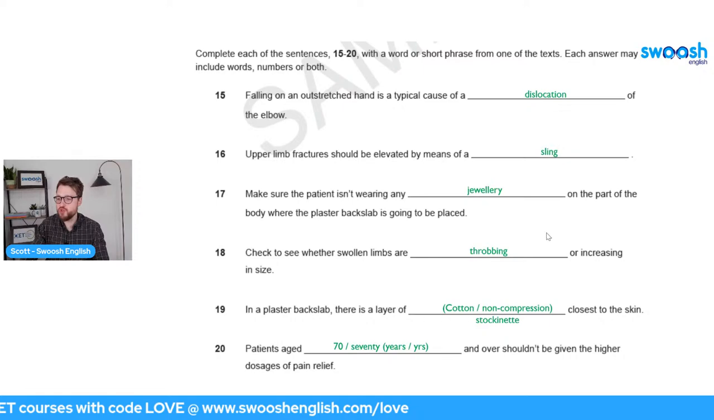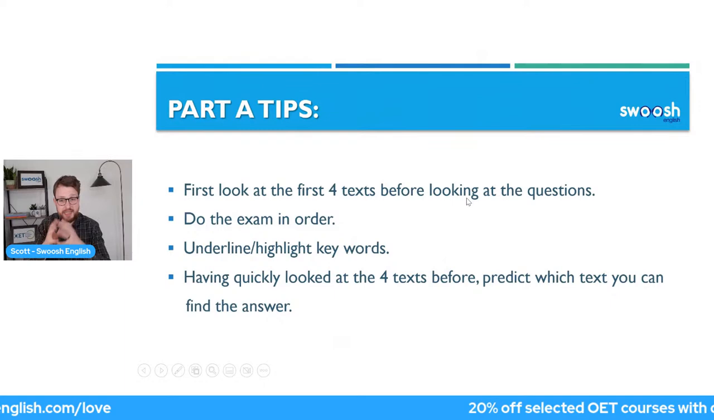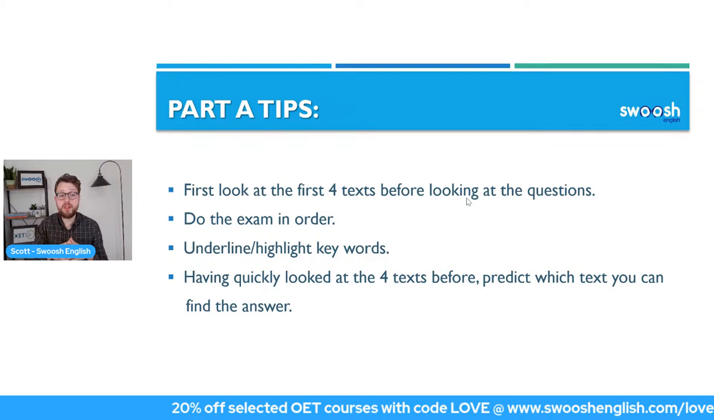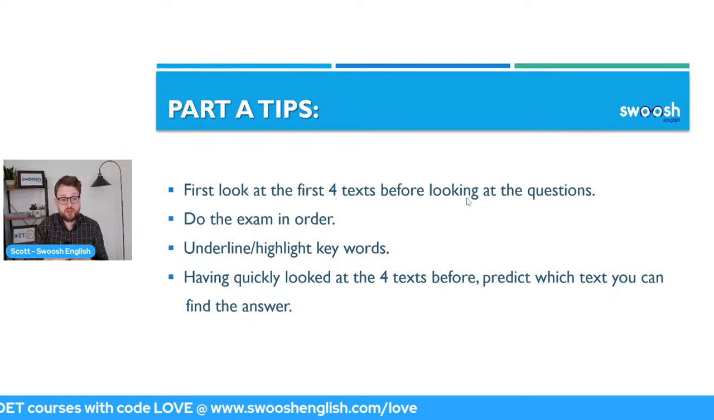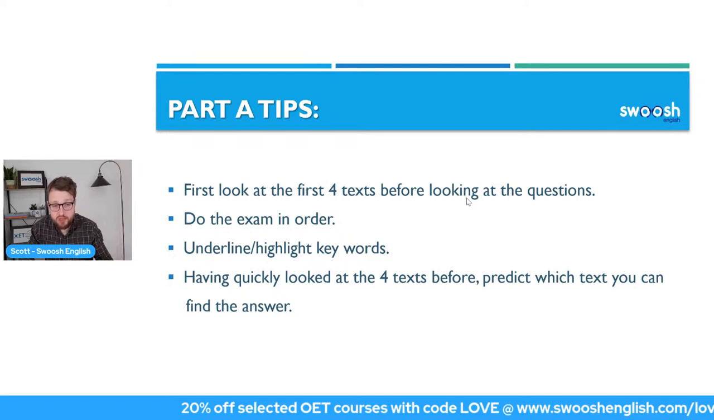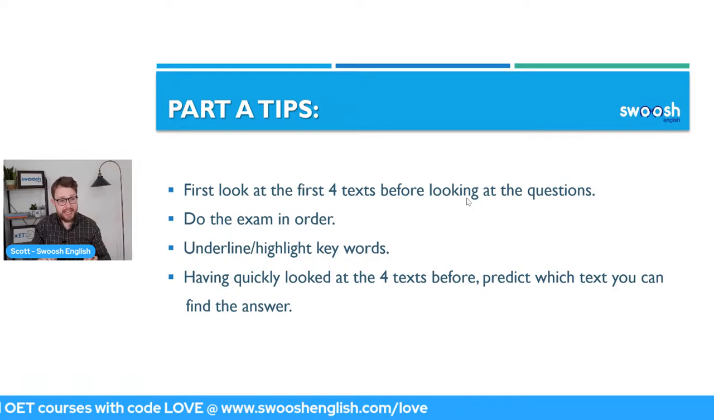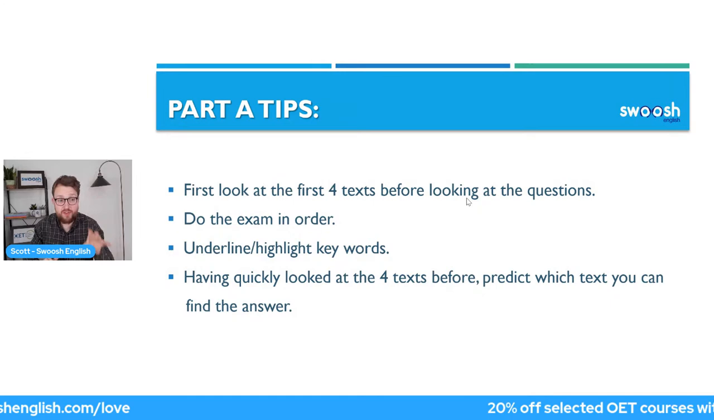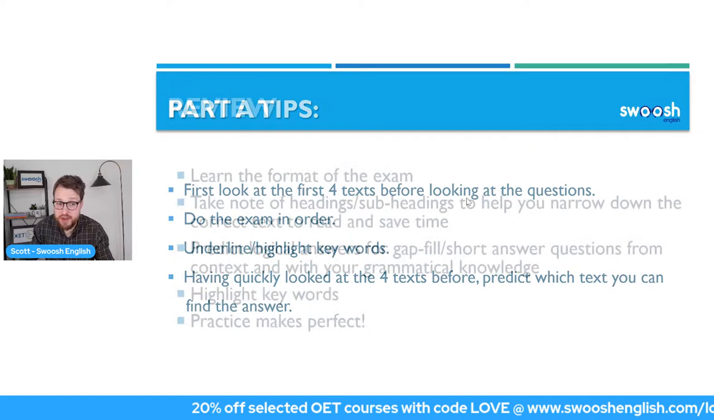So let's review the session today. So Part A tips, guys, remember, first look at the four texts before looking at the questions to get the overall understanding. Don't forget to do the exam in order, underline and highlight your keywords as you analyze, particularly important for gap fill and short answer. Then having quickly looked at the four texts before, predict which text you can find the answer in based on your overall understanding of the central topic. It will save you a lot of time and is required for you to do reading Part A in the express time.